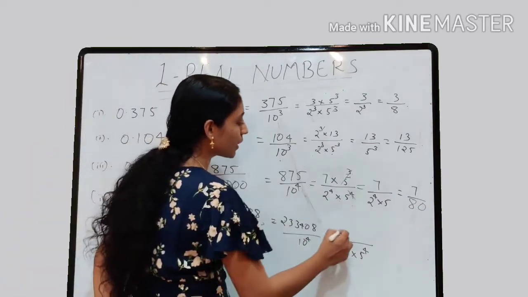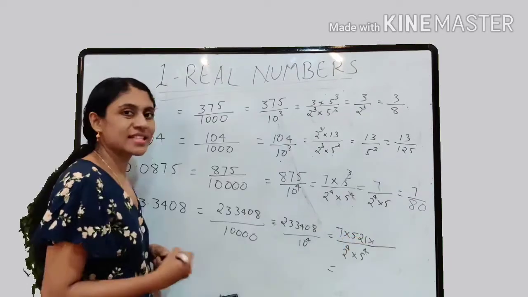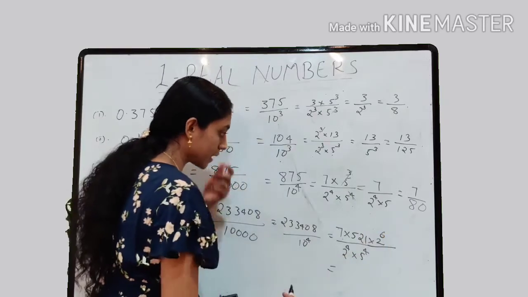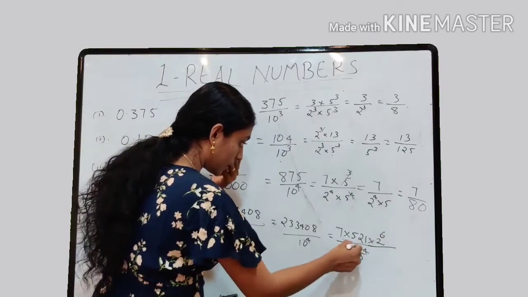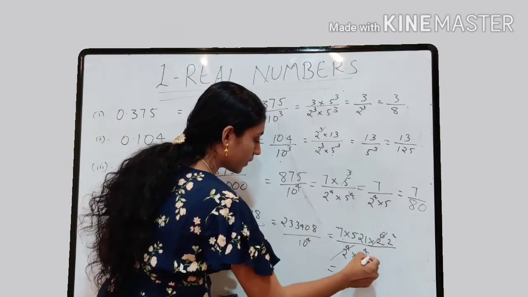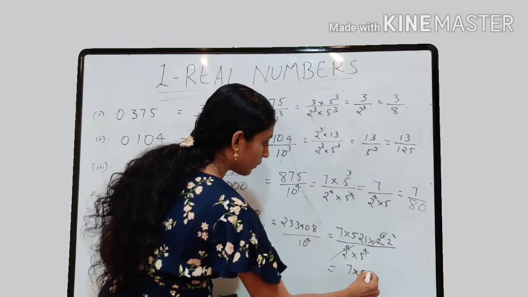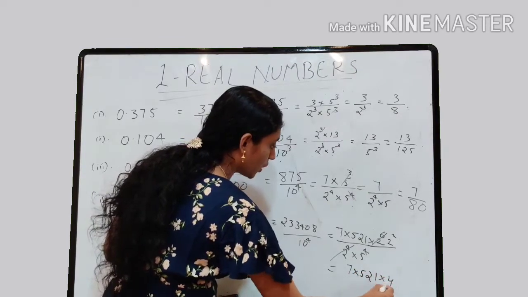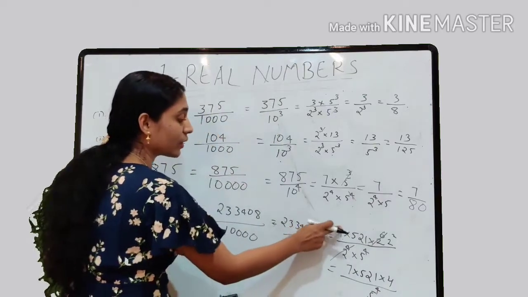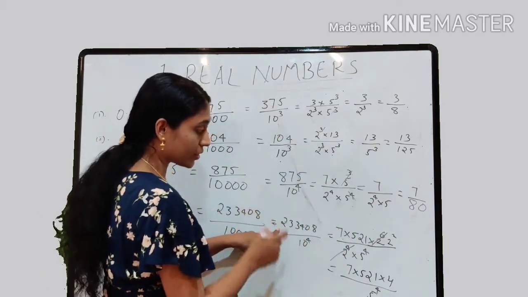And what about the numerator? It is 7 into 521. This can be expressed as 7 into 521 into 2 raised to 6, right? And cancelling the common terms, here 2 raised to 6 becomes 2 square, right? So that we will get 7 into 521 into 4 divided by 5 raised to 4, right? And we can check whether 7 into 521 into 2 raised to 6 is this numerator, right?